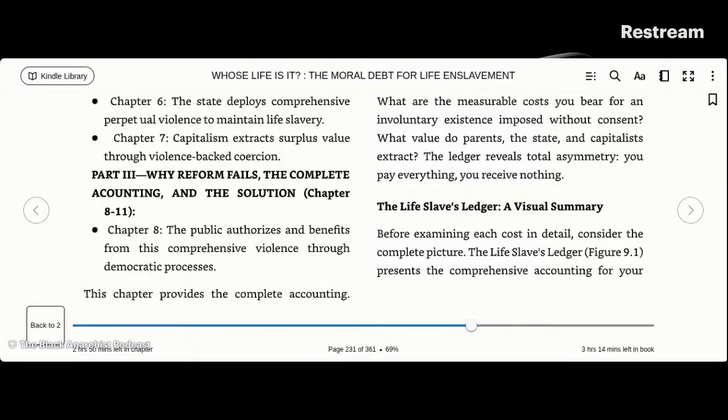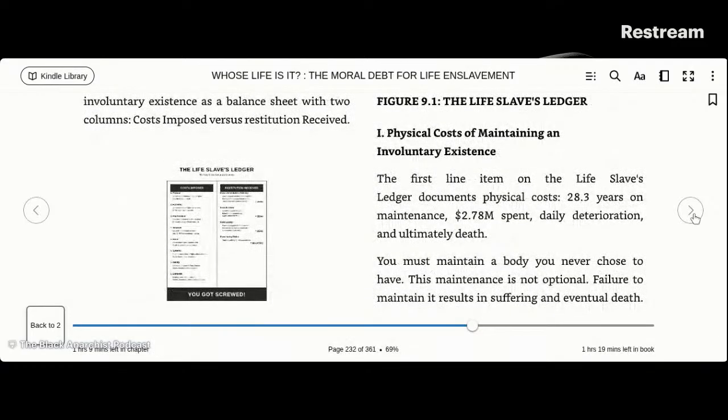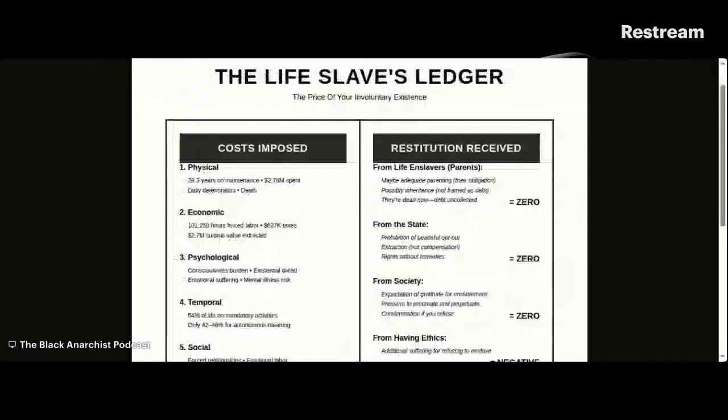The Life Slave's Ledger, a visual summary. Before examining each cost in detail, consider the complete picture. The Life Slave's Ledger, figure 9.1, presents a comprehensive accounting for your involuntary existence as a balance sheet with two columns: costs imposed versus restitution received. Now, because you can't see it on Amazon, I'm just going to show you the image of it so you can see it closer up. This is the Life Slave's Ledger. The price of your involuntary existence.